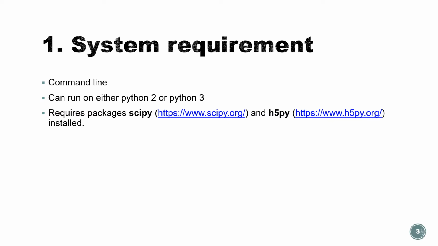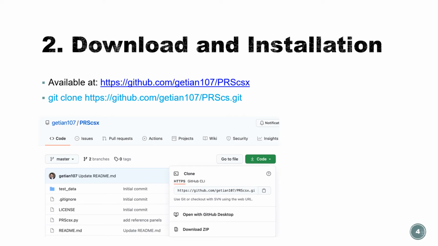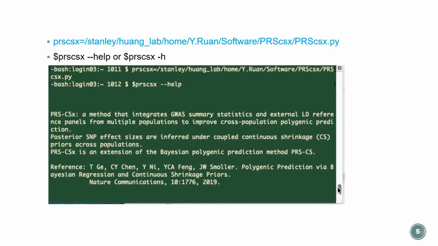PRS-CS is a command line Python software. You can use either Python 2 or 3 and have to install SciPy and H5Py. You can use the command git clone to download and install in one step, or you can click the code button to download it locally and unzip the compressed file. You can test if the installation is successful by the command PRS-CS --help. It will print a long list like this.